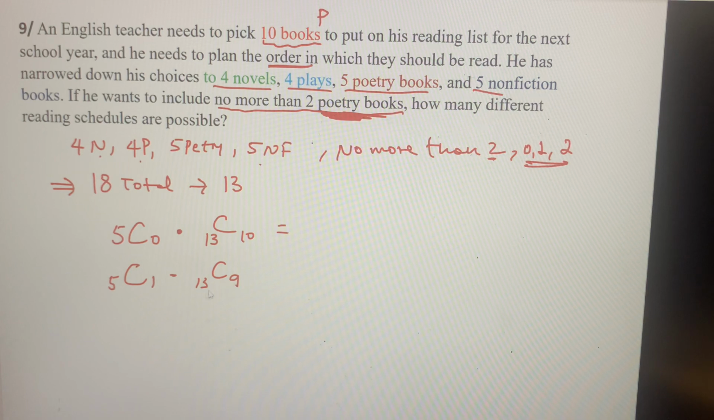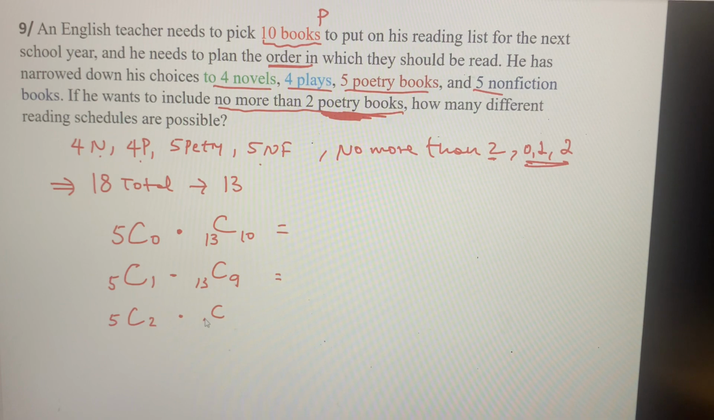9, right? So 9 plus 1 is 10. 10 plus 0 is still 10. Okay, so this is another scenario. The third scenario could be, because he can take 0, 1, 2 of the poetry books. Out of the 5, he can take 2, right? And then from the remaining 13 books, you have to take how many? 8 of them, to make it 10.